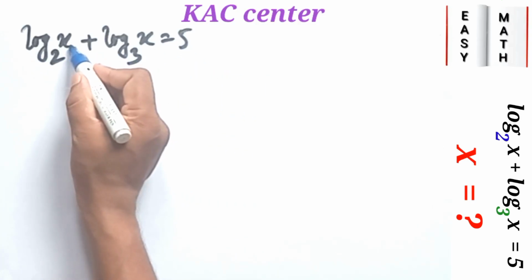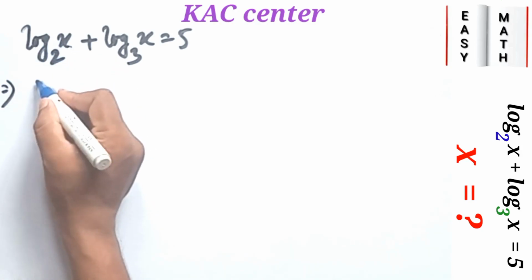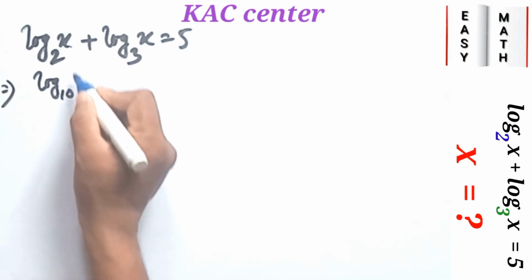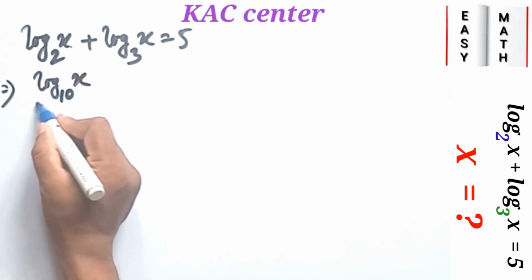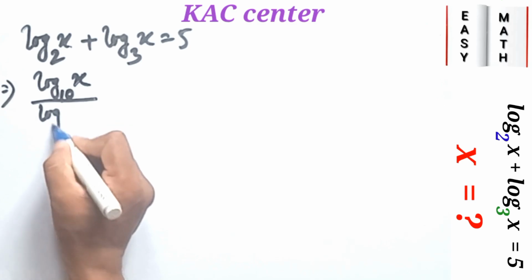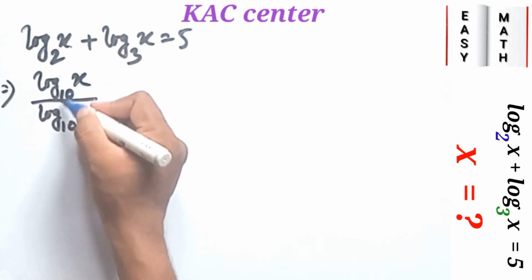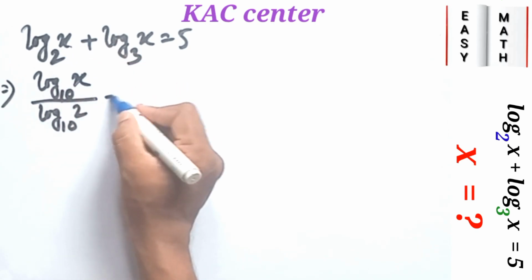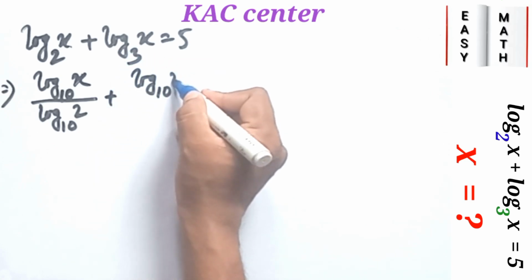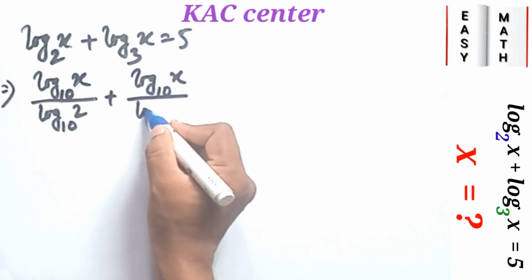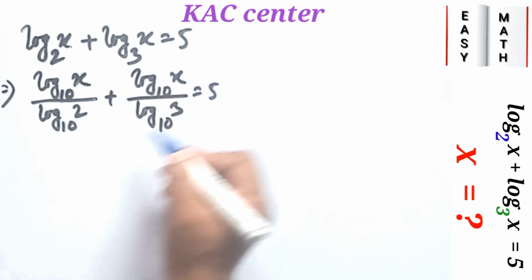From this equation, find out the value of x. How? First we can write this term, log base 10 of 10^x, so the base is 10, divided by log base 10 of 2. This is 2 and this is x, and the base is 10. We can write this, and similarly we can write log base 10 of x divided by log base 10 of 3, and this is equal to 5.